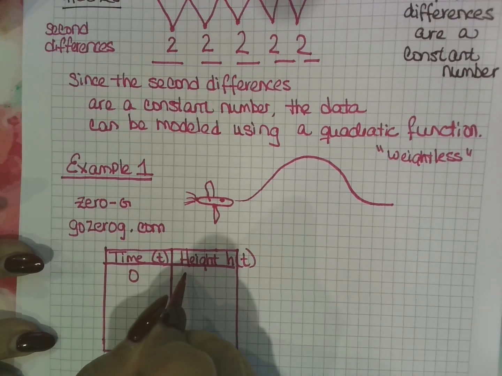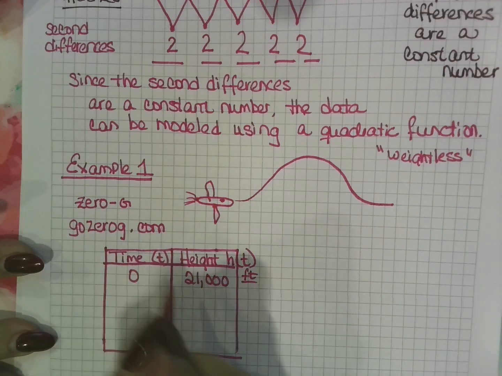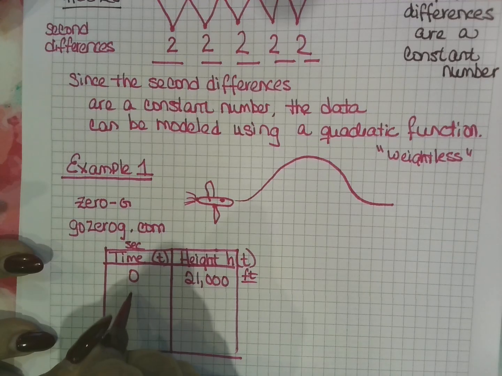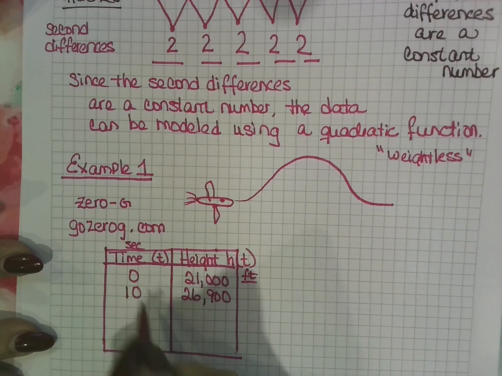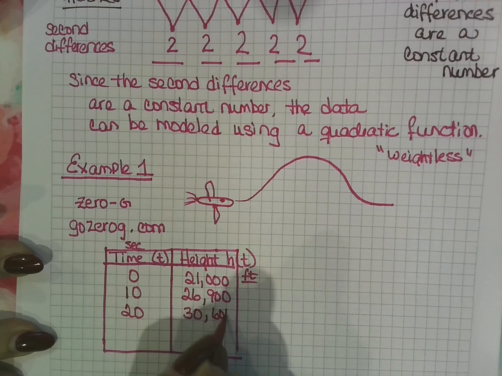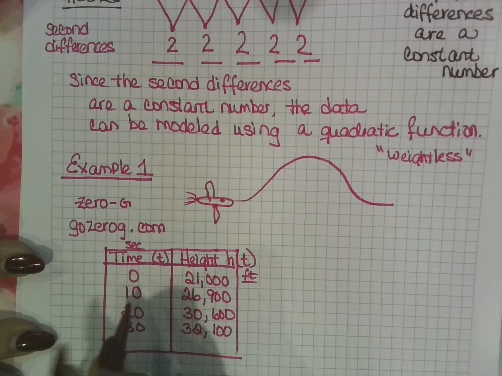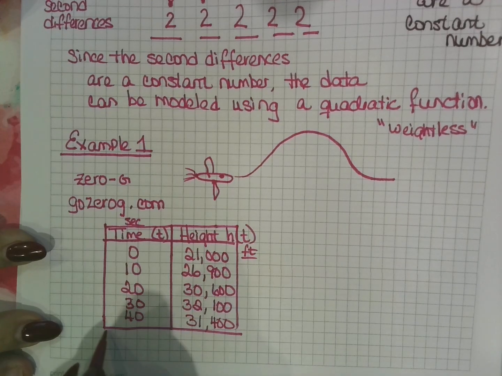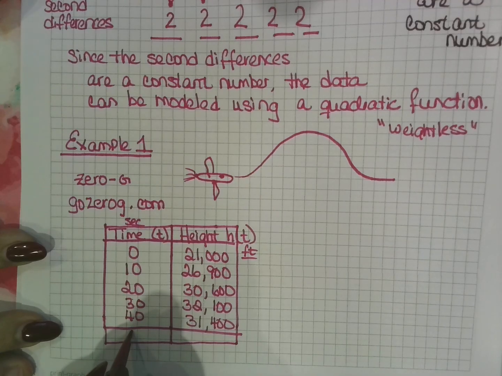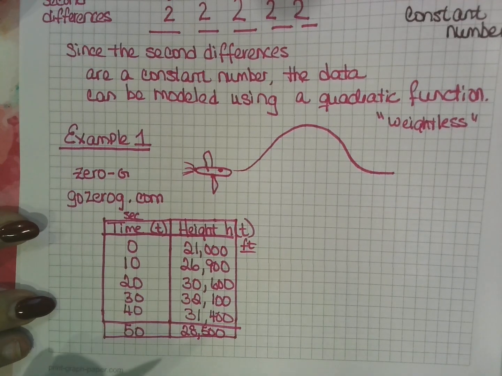So at time 0, the plane is at 21,000 feet. Again, height is given in feet, and time is in seconds. At 10 seconds, the plane is going to be at 26,900 feet. So it's going up pretty fast in 10 seconds. You're going to feel that. At 20 seconds, the plane is at 30,600. At 30 seconds, you're going to be at 32,100. At 40 seconds, you're going to be at 31,400. And I always forget for that last little space. At 50 seconds, you're going to be at 28,500. So before we start, let's look at the data and see what this tells us.